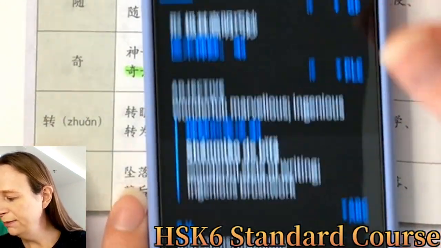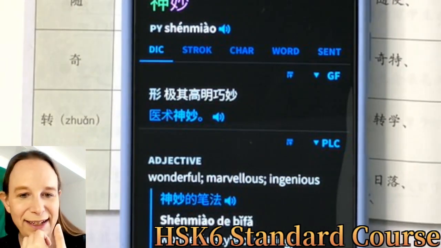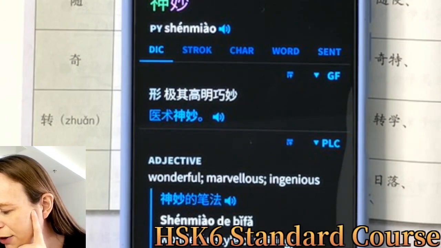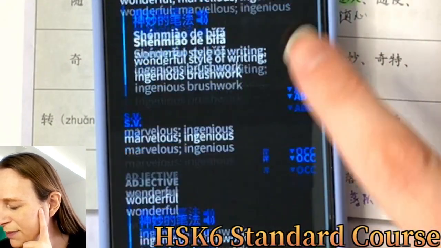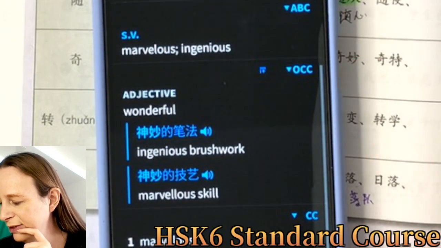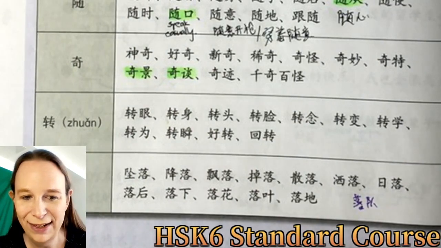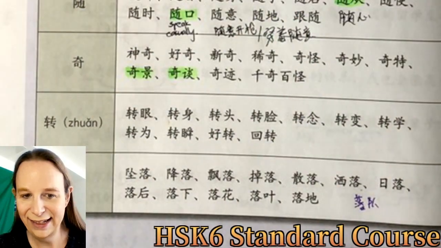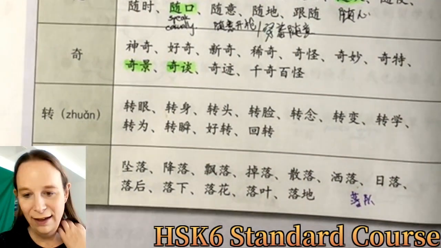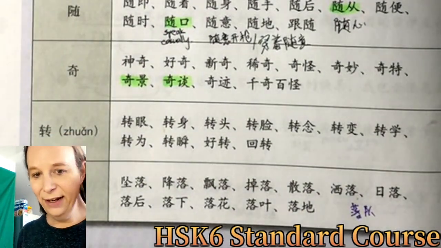神妙. What is 神妙? It's not really relating to magic, is it? 极其高明巧妙. Wonderful, marvelous. 玄妙的笔法, yeah. I don't know. Okay, it means marvelous, wonderful, and the 奇 indicates it's unique. 奇特, yeah. Something different about it. All right, I want to go to the bathroom. One second. All right, we're good.